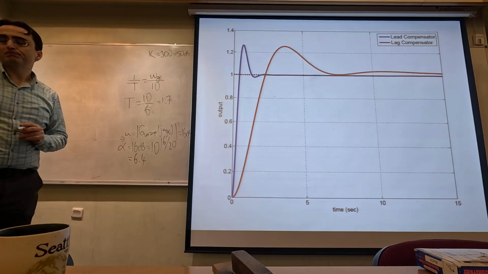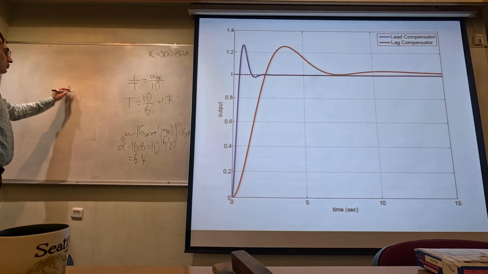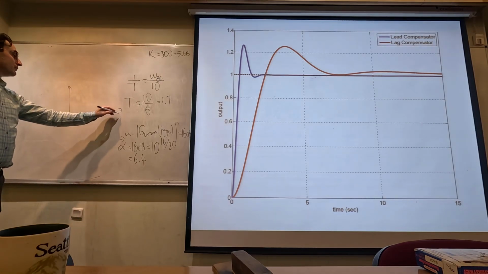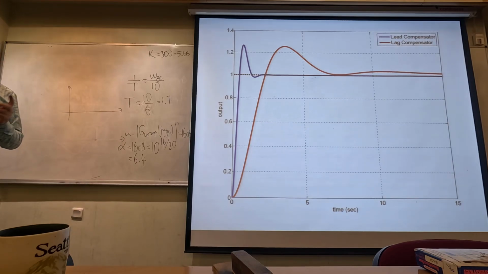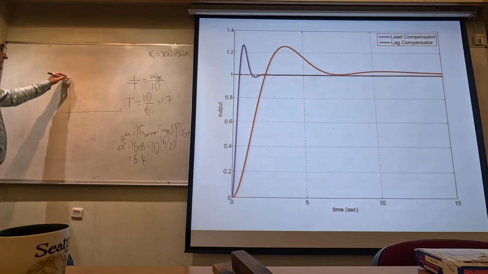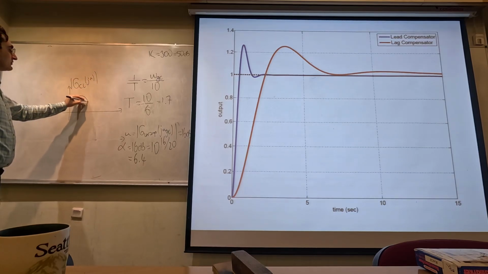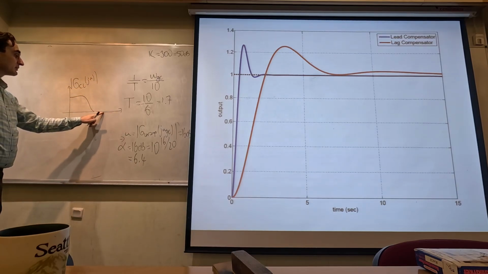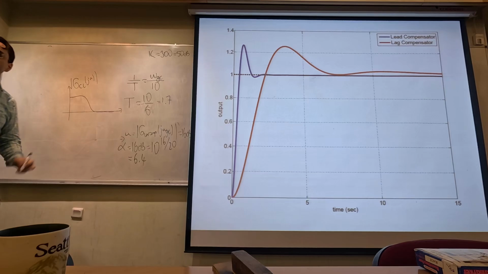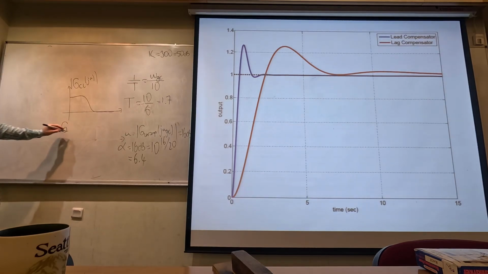Why is that? Remember that I talked to you about the following. Control systems in general are low-pass systems. If I look at the closed-loop system frequency response, what we usually see is something like this. So these control systems are low-pass systems, and the closed-loop system is something like G over 1 plus G, and G is the open loop transfer function.